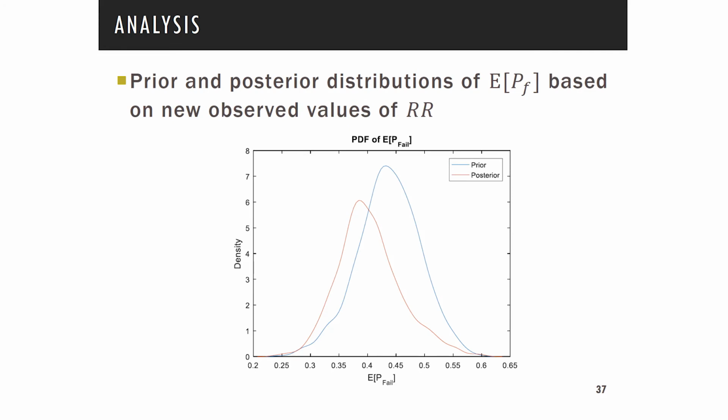Now, because I'm using a Bayesian framework, instead of having a point estimate for that expected value of failure, I can actually have a distribution for that expected probability of failure, okay? So I can understand the uncertainty around my estimates for the performance of my network.